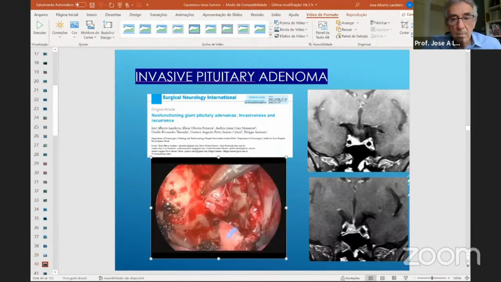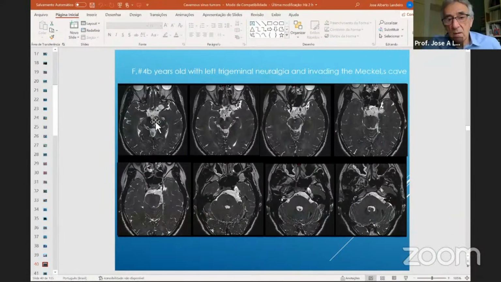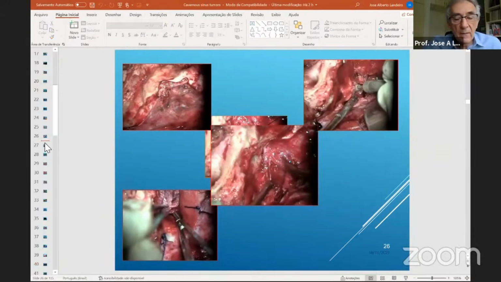And the tumor was totally removed, as you can see here. And the last case is an epidermoid cyst invading the middle fossa. It started from the cerebellopontine angle, went to the midline, invaded the middle fossa, and invaded Meckel's cave, compressing the V1.